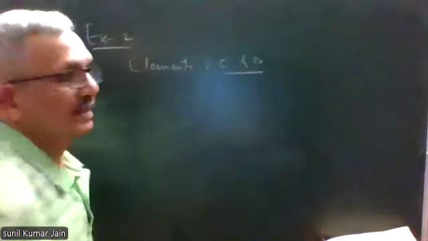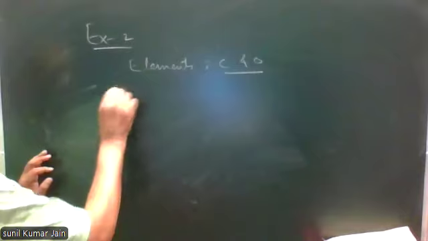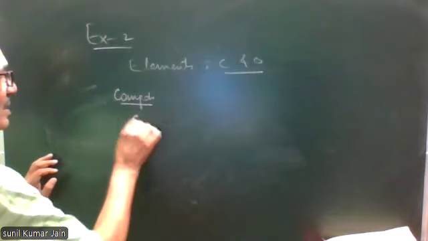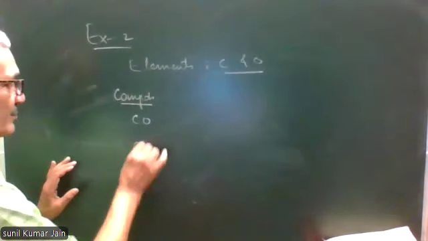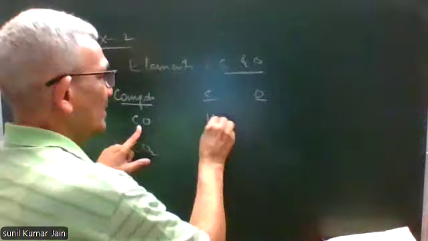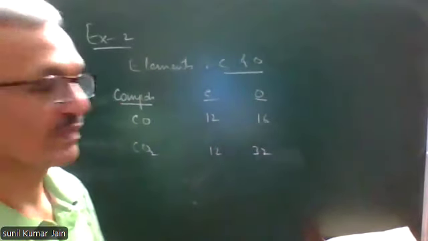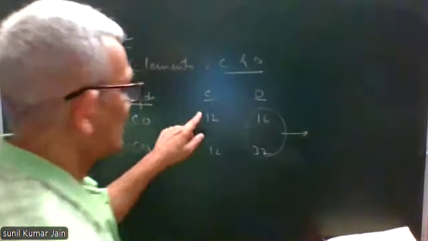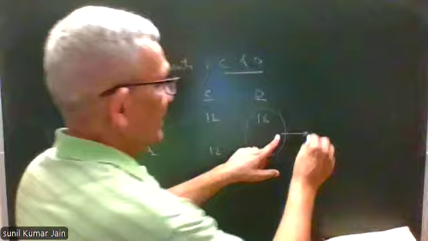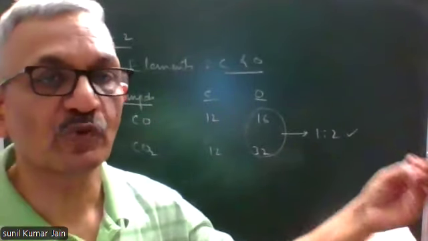Now, example 2. I'm taking examples of carbon and oxygen as two elements. They'll combine to form compounds, carbon monoxide and carbon dioxide. Carbon in CO is 12, oxygen is 16. In carbon dioxide, carbon is 12, oxygen is 32. Different masses of oxygen which combine with the same mass of carbon bear a simple whole number ratio. And if this is a simple whole number ratio, it means this ratio proves the law.